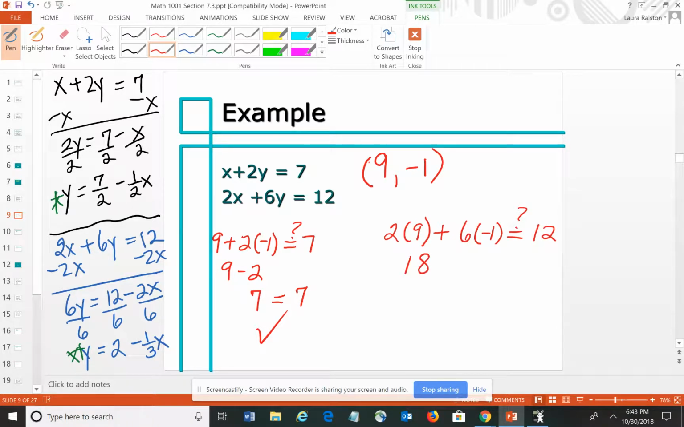So we have 18 minus 6, which is 12. 12 equals 12. It works in both equations. Therefore, I know that the point of intersection and the solution to the system is the ordered pair 9, -1.